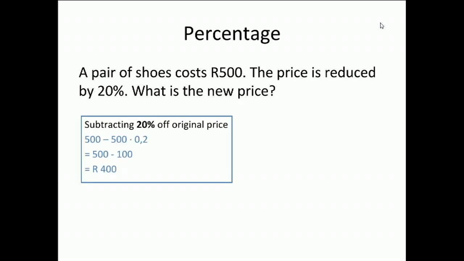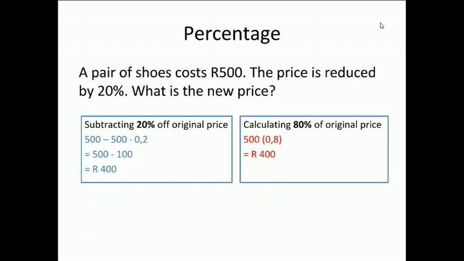But the point I want to make is that subtracting 20%, there's one strategy that's about subtracting 20% off the original price. Yes. So we've got 500, take away 500 times 0.2, which is the 20%. It gives us 400. The other option is calculating 80% of the original price. Yes. That gives us the same answer. So subtracting the 20% versus calculating 80% do the same thing.